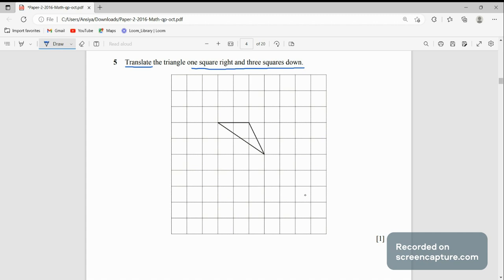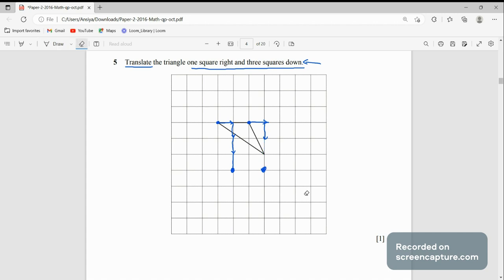How will we find the other position? This is the clue given: first move one right and three down. So where will this point be? Moving one right and three down: one, then two, then three. Here is a point. Where will this point be? One right and then three down. One, two, three. We get a point.